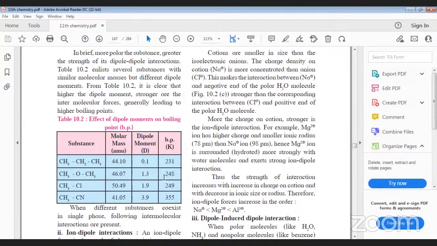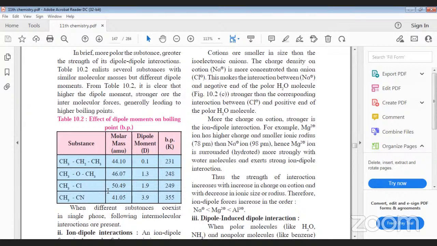As it has a polarity, you can see its boiling point is increased to 248. This one has a very small dipole moment. That's why its boiling point is less than 248. It is 231. So what does it indicate? As the dipole moment increases, boiling point increases. No matter how much its molar mass is.